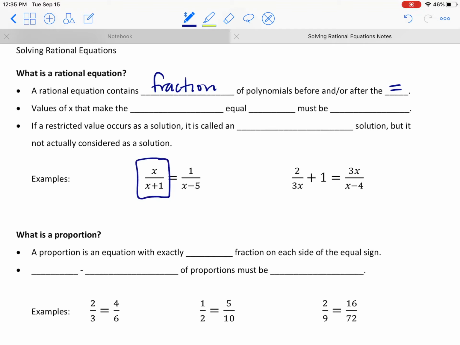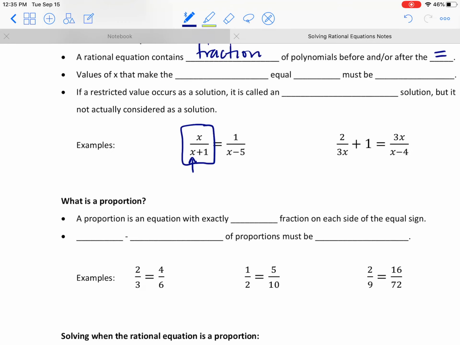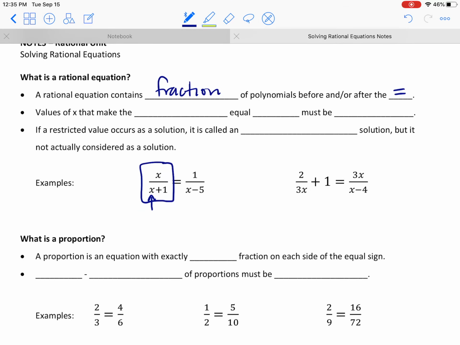For example, with this expression here, I know it's only one side of the equal sign, but in that particular expression, there's a value of x that would be no good. If I put a negative 1 in there for x, negative 1 plus 1 cancels and makes a 0 in the bottom of that fraction, and 0 in the denominator of a fraction is undefined. So negative 1 would have to be restricted from that particular expression, or as an equation, from that whole equation.